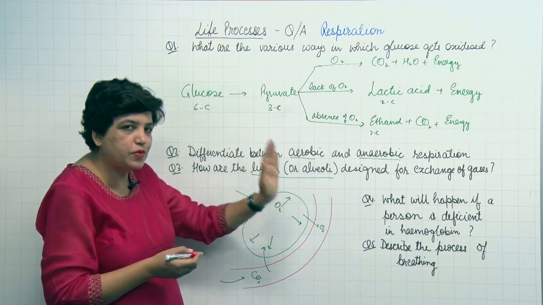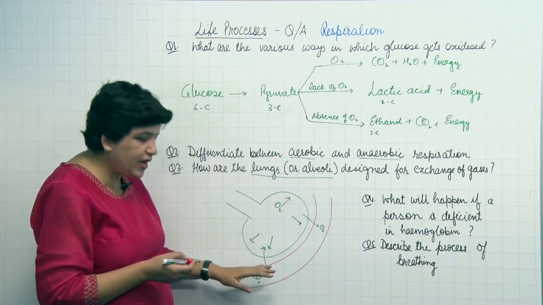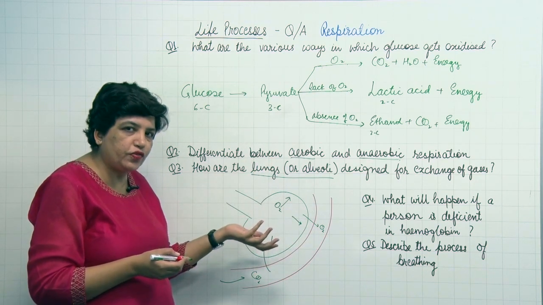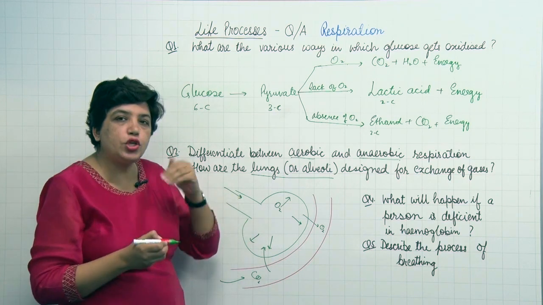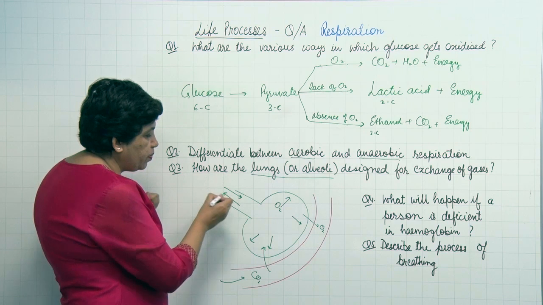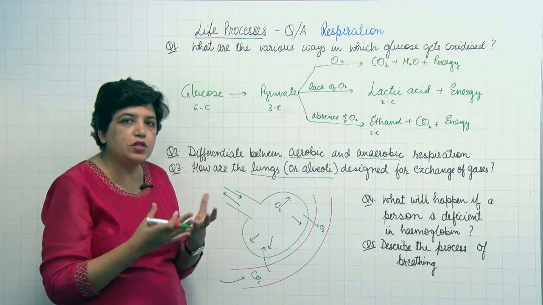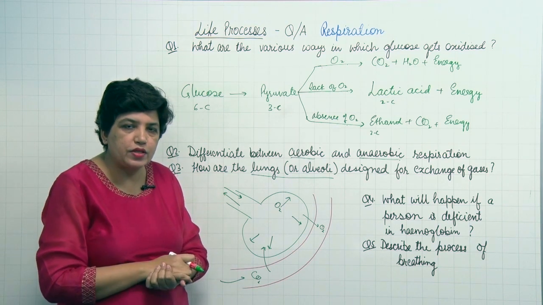So oxygen is absorbed into the blood while carbon dioxide is thrown out of the blood into the alveoli. So the air we breathe in is rich in oxygen, while the air we breathe out is deficient in oxygen but rich in carbon dioxide.